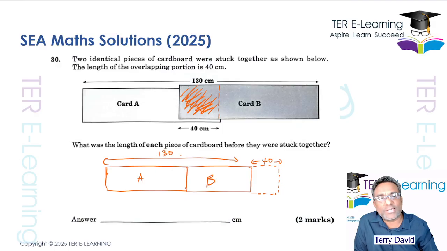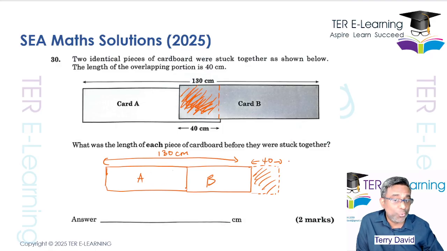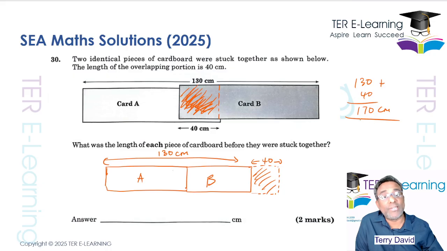So the question is not as complicated as some may think it is. All you need to do is to take the overlapping piece, add it to the end, put it here. So the total length of the two cards is going to be 130 plus 40, which is 170 cm. That's the total length of the two cards.